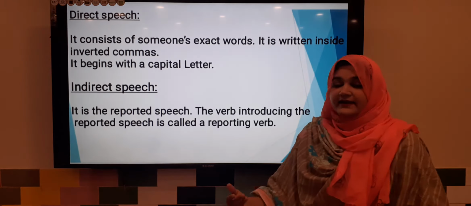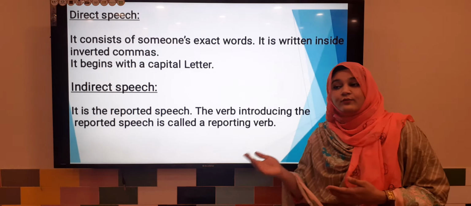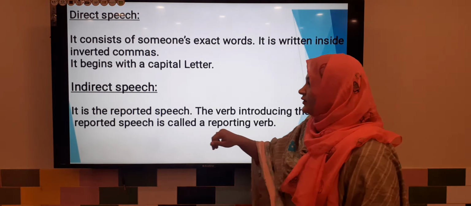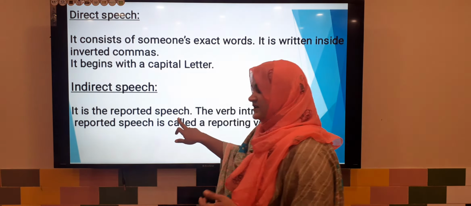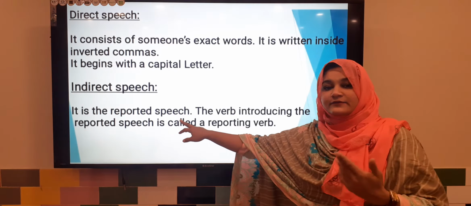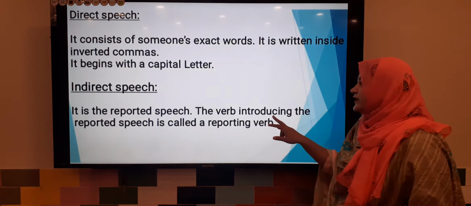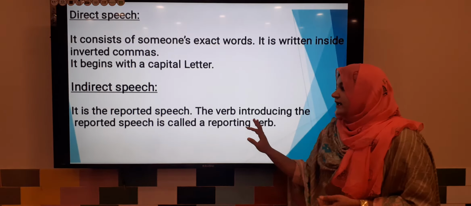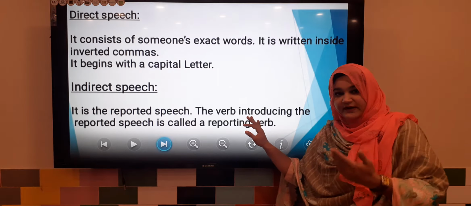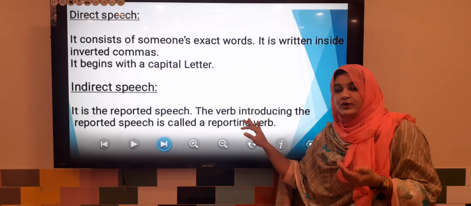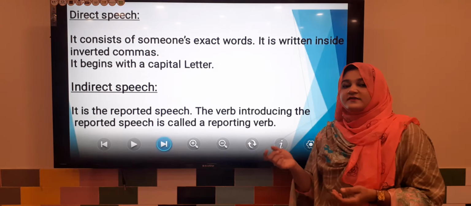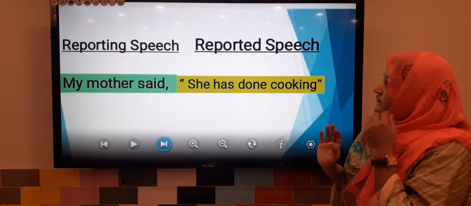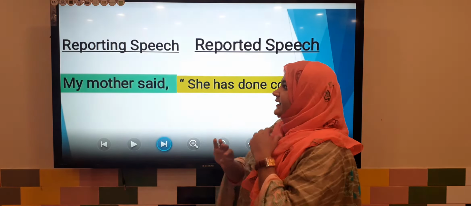Now what is indirect speech? If you are going to deliver someone else's words, this will be called indirect speech. Now come on the definition. It is the reported speech. It means you are reporting someone else's words. The verb introducing the reported speech is called a reporting verb. These are the definitions of direct and indirect speech.